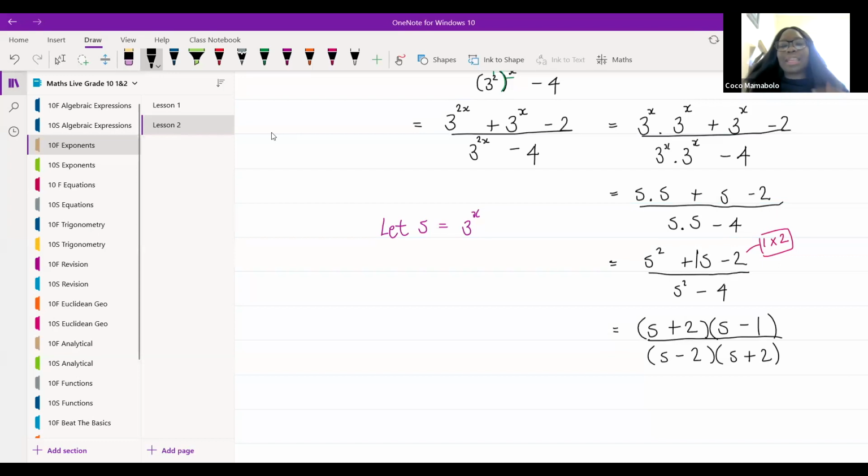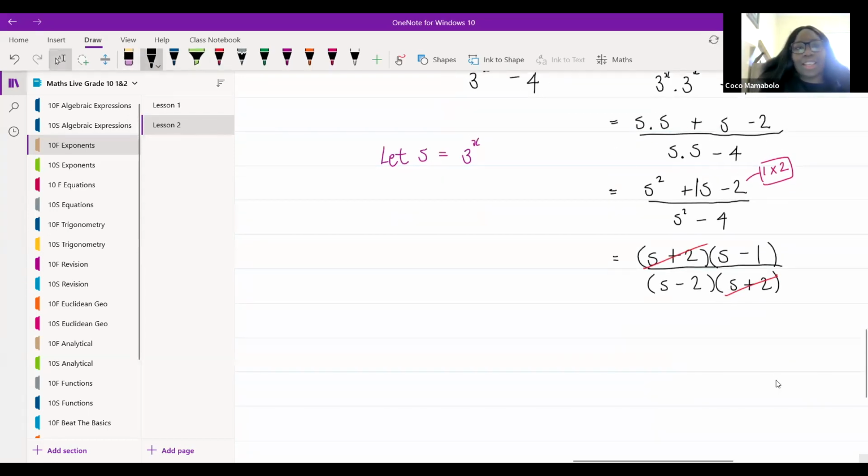All right. Do we see anything at the top and at the bottom that we can cancel? S plus 2 and S plus 2, that one and that one. So my final answer is S minus 1 over S minus 2. But what did you say S is equal to? 3 to the power of x. Beautiful. So we're going to get 3 to the power of x minus 1 over 3 to the power of x minus 2. Ta-da!